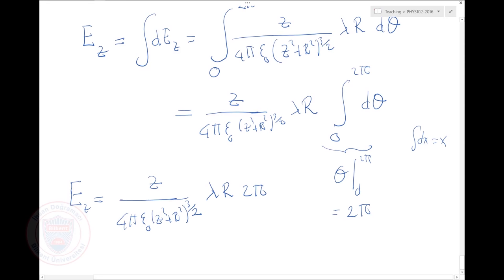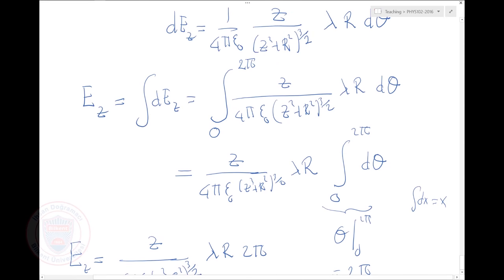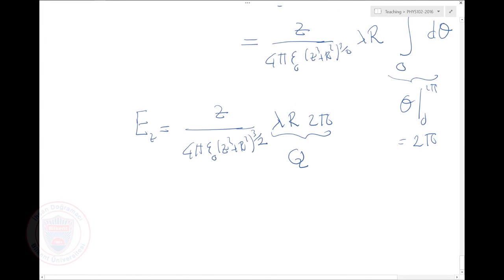But what was lambda? I defined lambda myself. Lambda was not given in the problem. Lambda is q over 2 pi r. So this is actually q. All right. So the electric field is Q over 4 pi epsilon 0 times Z divided by (Z square plus R square) to the 3 halves.